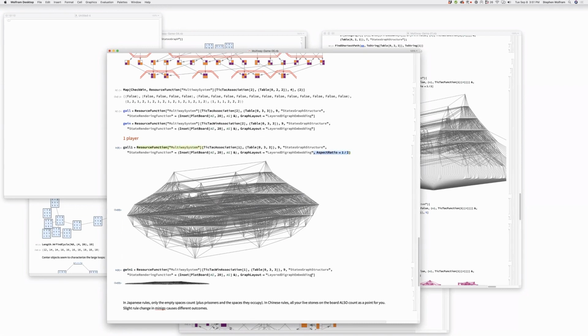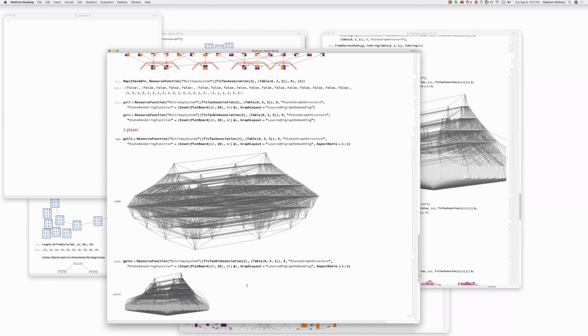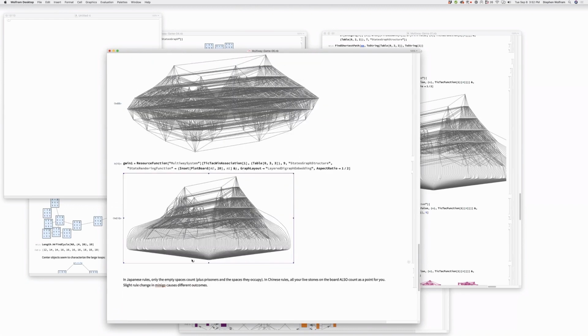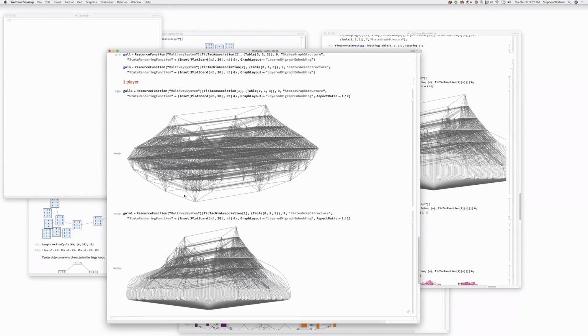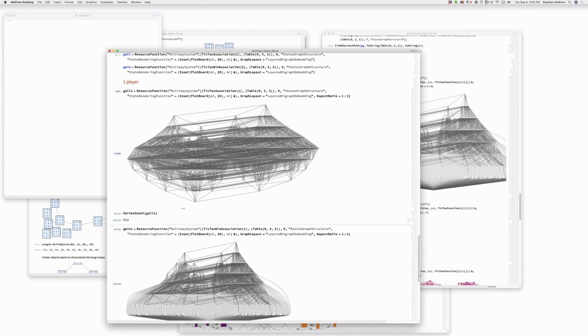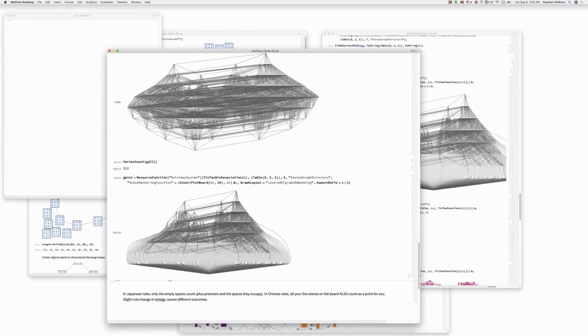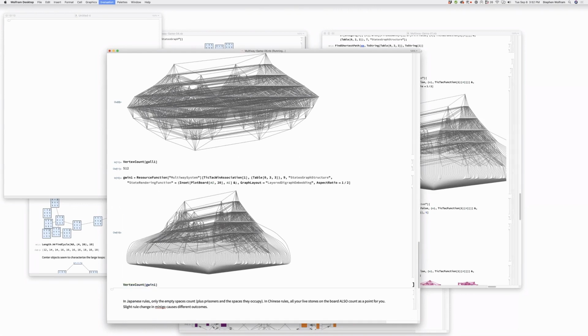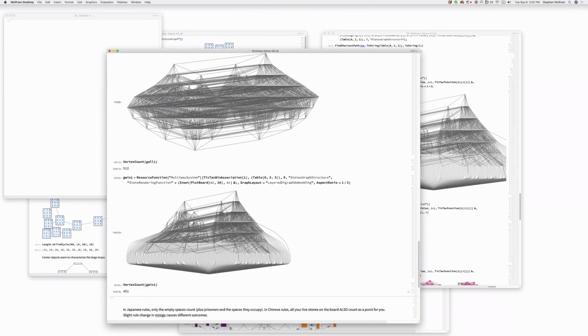Okay, so this is with winning. This is stop if you've already won. So in this case, if we say vertex count 512, 451.